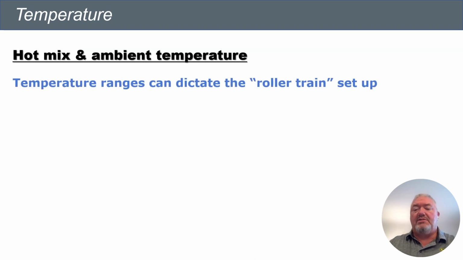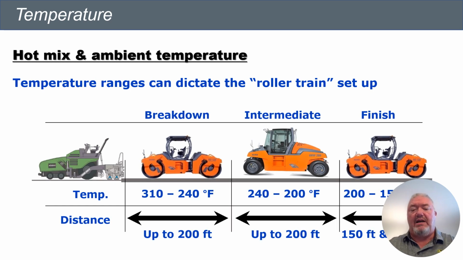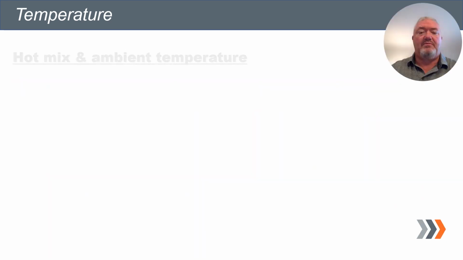Now I showed this slide before only with densities. Now it has temperature ranges because each roller is going to have a certain temperature range. These are typical numbers that we see for just normal mixes. If we had a polymer modified mix for the breakdown roller, this upper number might be 330, 340. If we're running warm mix, the upper number might be 260, 270. But each roller is going to have a range that it wants to stay within and run the same pattern for consistency. That way we can get our numbers.